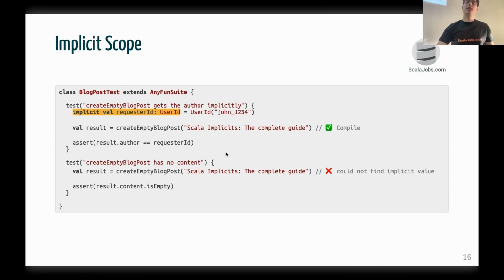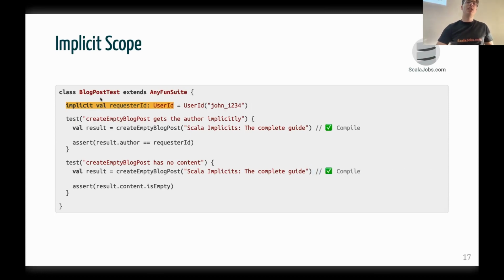So how do we fix this? Well, it's very simple. We just move the implicit outside of the test, and now it's accessible for both unit tests. Does it make sense?